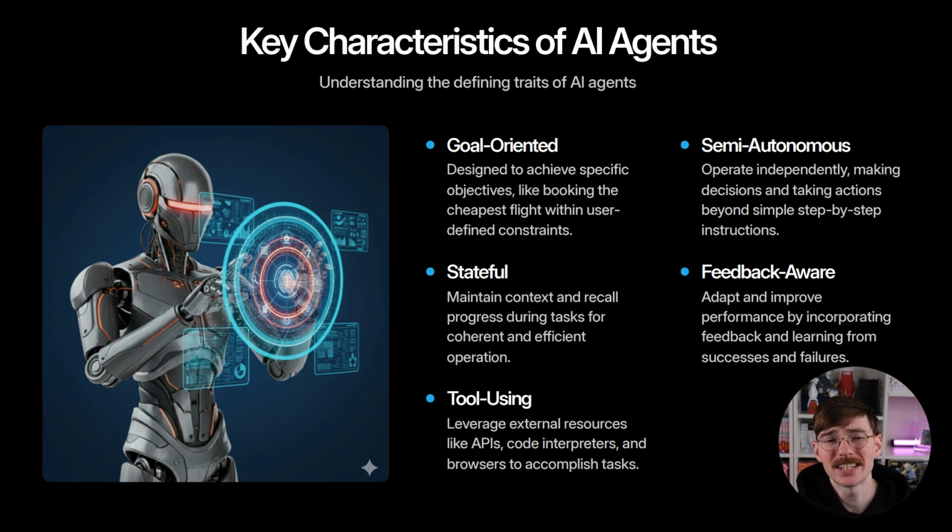The key characteristics, once again, goal-oriented, we talked about that enough. Stateful: does it maintain context and recall progression during tasks? So memory. When you're talking to ChatGPT in one channel, it will know what you're talking about, but it doesn't know what you're talking about for the most part across different channels. Tool using: it can leverage things like external resources, APIs, code interpreters. It can open the browser to accomplish tasks.